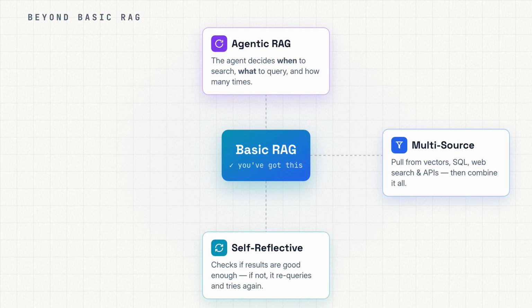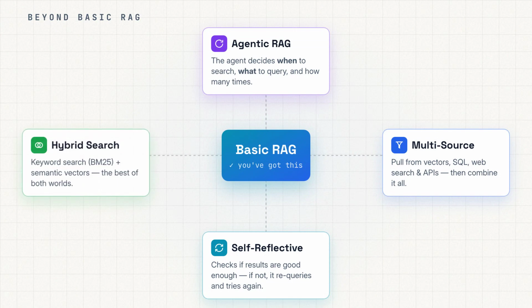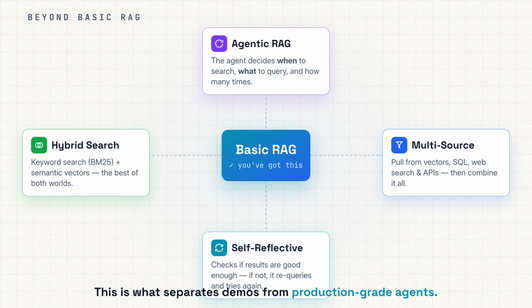Third, and this one's my favorite, self-reflective RAG. The agent looks at what it got back, asks itself, is this actually good enough? And if not, it rewrites the query and tries again, like a researcher who knows their first search flopped. And fourth, hybrid search, mixing old school keyword matching with semantic vectors because sometimes the exact word matters more than the vibe. These are the patterns that separate a cute weekend demo from something you'd actually ship.